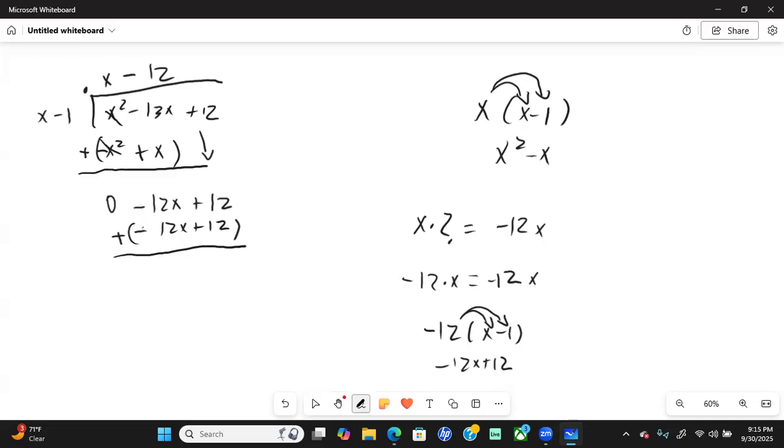So change all of the signs. This becomes minus. These are going to cancel, leaving me with 0. These are going to cancel, leaving me with 0. Here's my quotient. Here's my remainder. Therefore, my answer is going to be x minus 12.